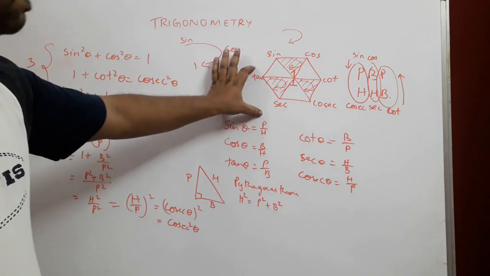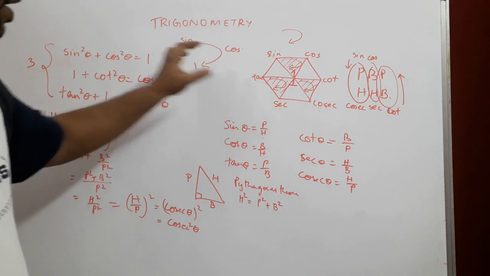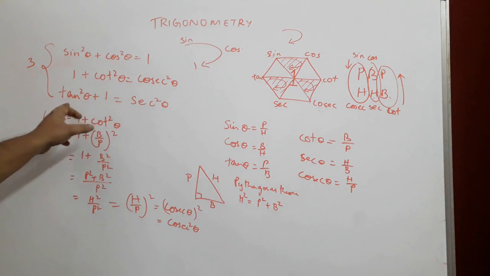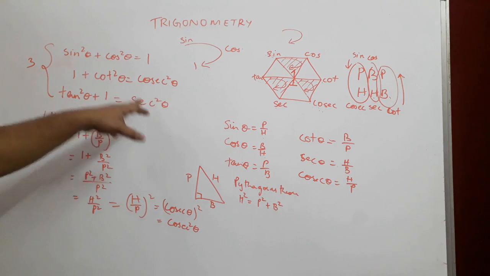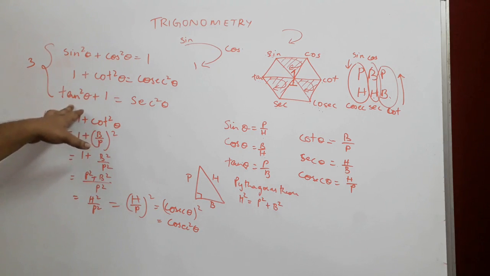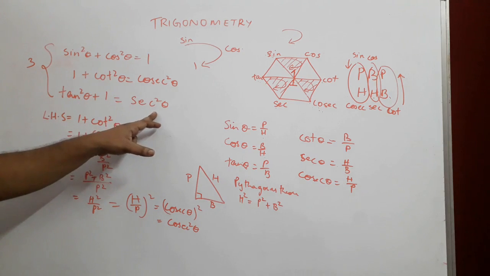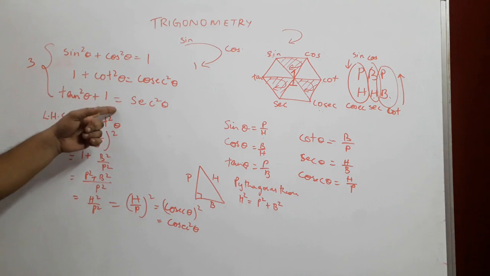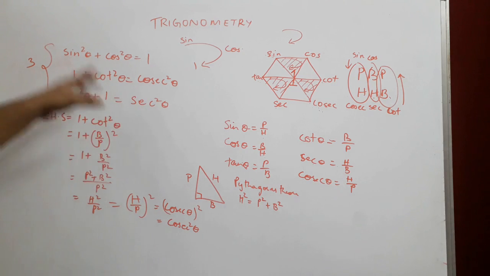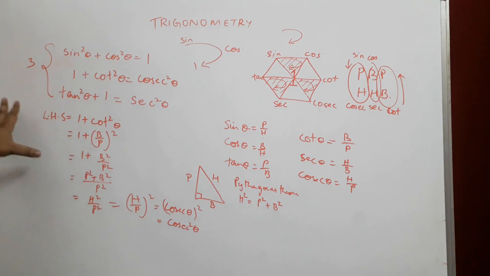I leave the last part up to you to find out if we can get the last one proved, that is tan square theta plus 1 equal to sec square theta. You can do it, try it on your own and find out whether left hand side is equal to right hand side, and I'm sure you will get left hand side equal to right hand side, that is tan square theta plus 1 equal to sec square theta. Let's move to the next set of formulas.